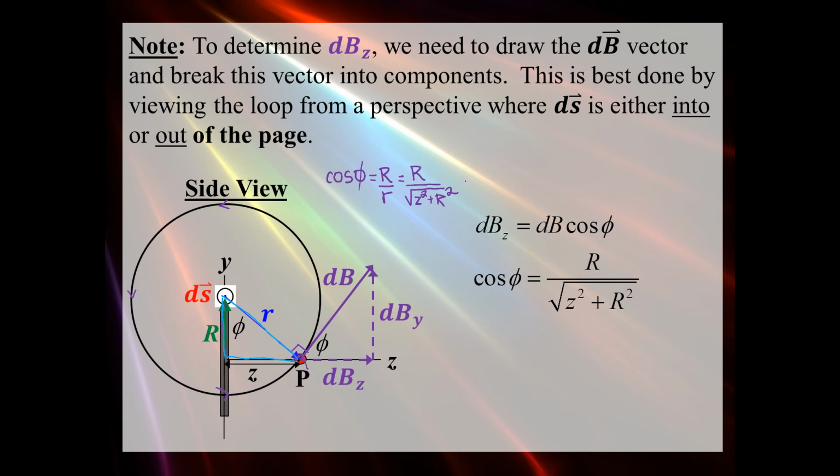Okay, so we can actually substitute this in. So cosine of phi would be equal to capital R divided by the square root of z squared plus capital R squared. And we're going to sub that into the equation up here. So we'll just replace cosine of phi with this entire part of the equation. And then we'd have dBz is equal to dB multiplied by capital R divided by the square root of z squared plus capital R squared.